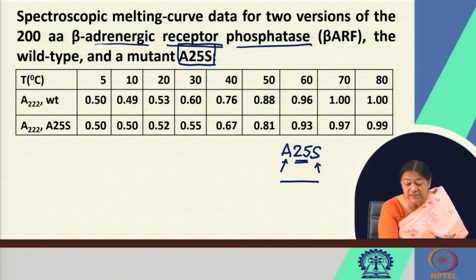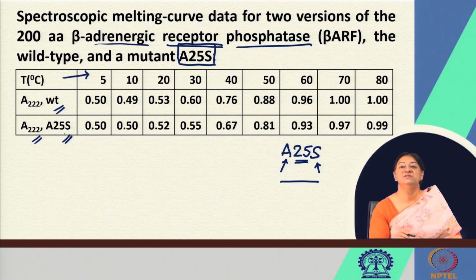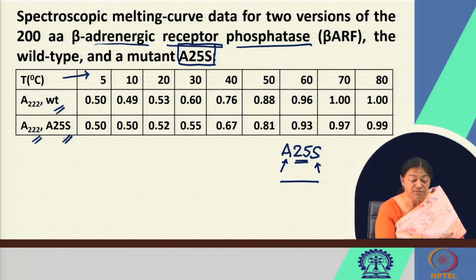So, let us now observe the table. We have the temperature given to us at 5, 10, 20, 30, 40 up to 80 degrees centigrade. We have the absorbance value at 222 nanometer, that is what the subscript means, for the WT, meaning the wild type, and we also have the same absorbance value for the mutant protein. So, this is a specific experiment that has been conducted for the wild type protein and for the mutant protein. At different temperatures, what has been monitored? The absorbance at 222 has been monitored.